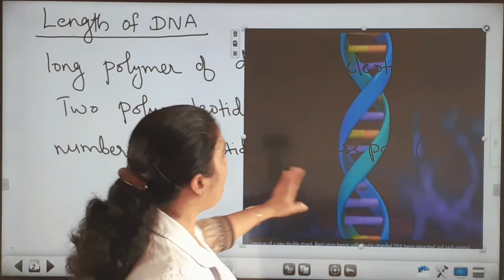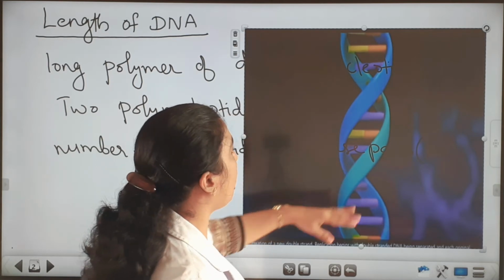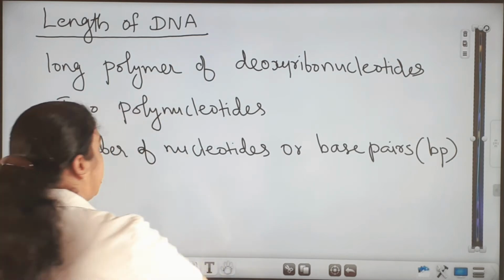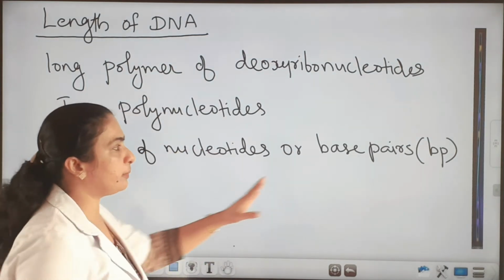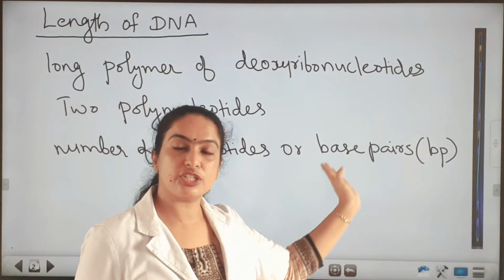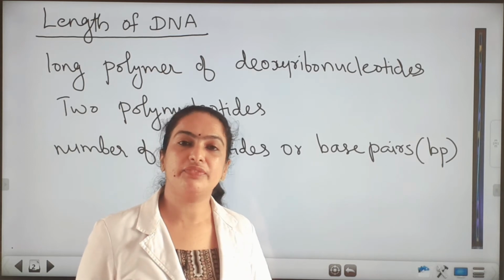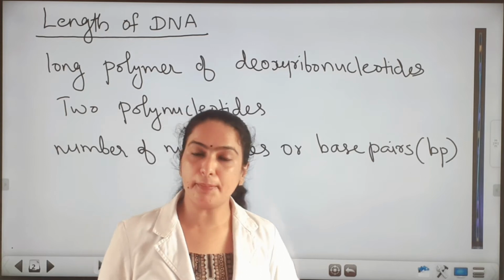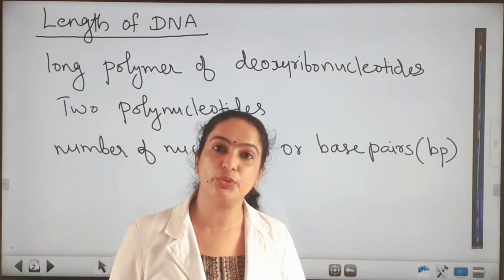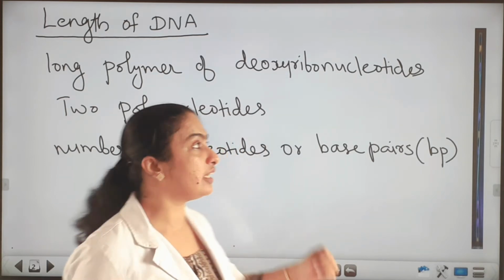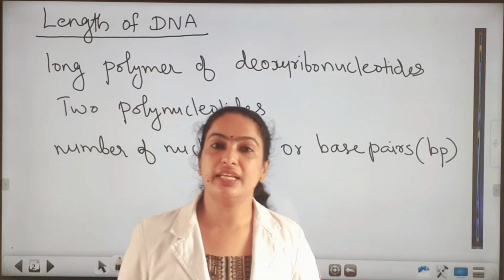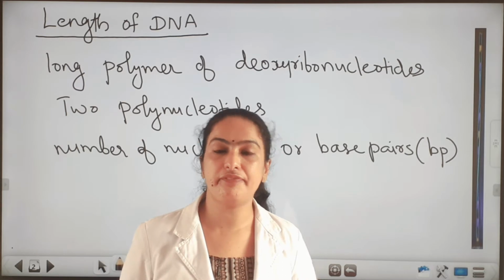So these two complementary strands are called base pairs. Is it clear about the base pairs? Base pairs means two complementary strands of DNA. Based on the number of nucleotides, we can calculate the length of the DNA. And the length of the DNA is the characteristic of every organism.